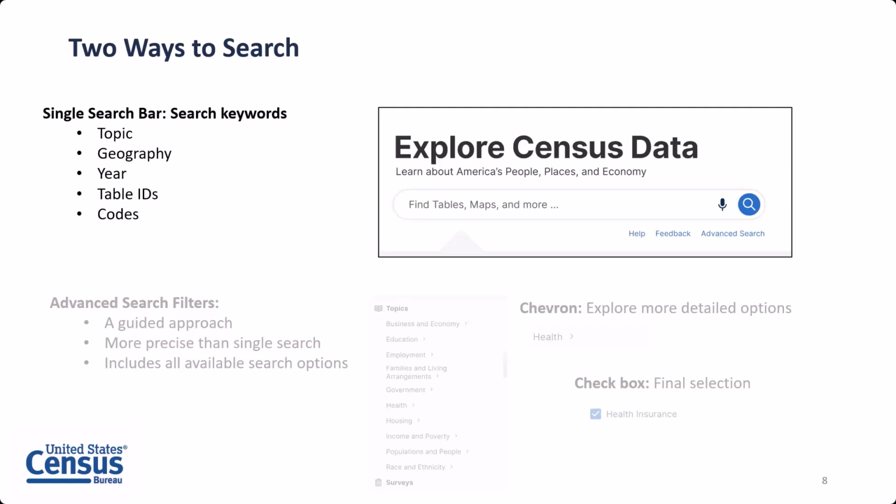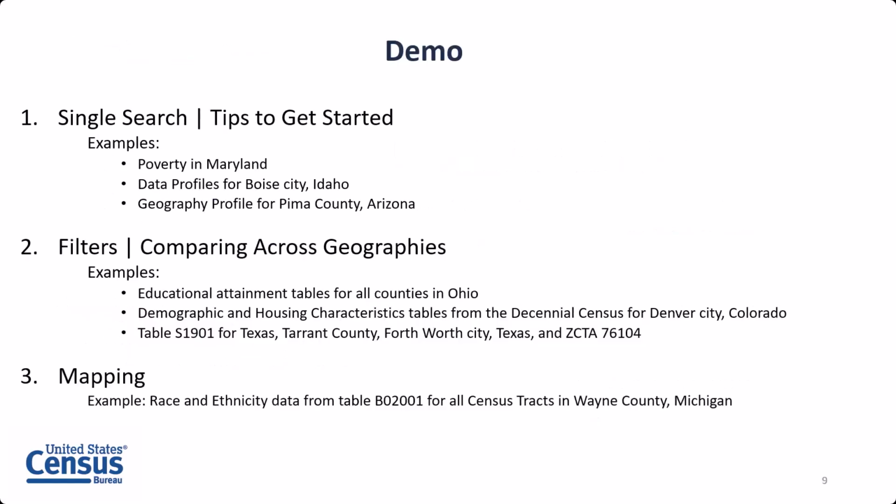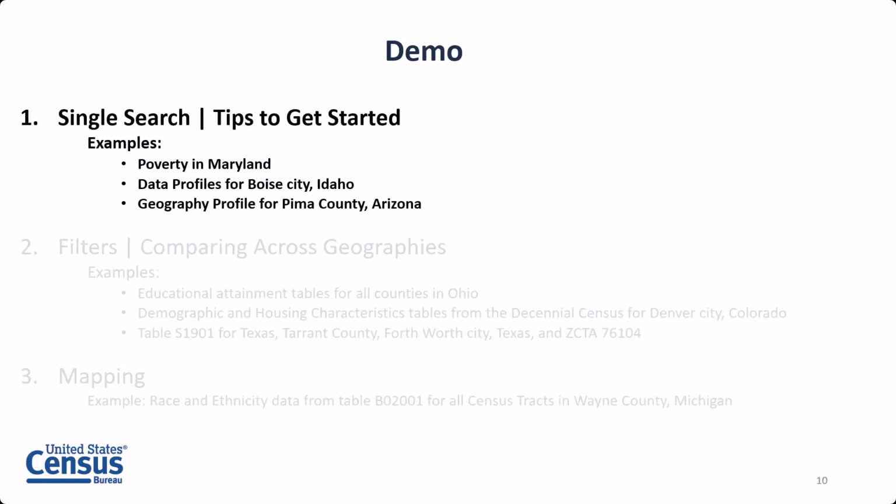It doesn't exactly work like Google, where you can ask it a question and it'll return data or tables back to you. Again, I find that those simpler keywords and phrases really are going to give you the best results. So with this first set of examples, I'm going to show you 3 ways to use the single search. The first is poverty in Maryland. So we're just going to use that single search bar right at the top.